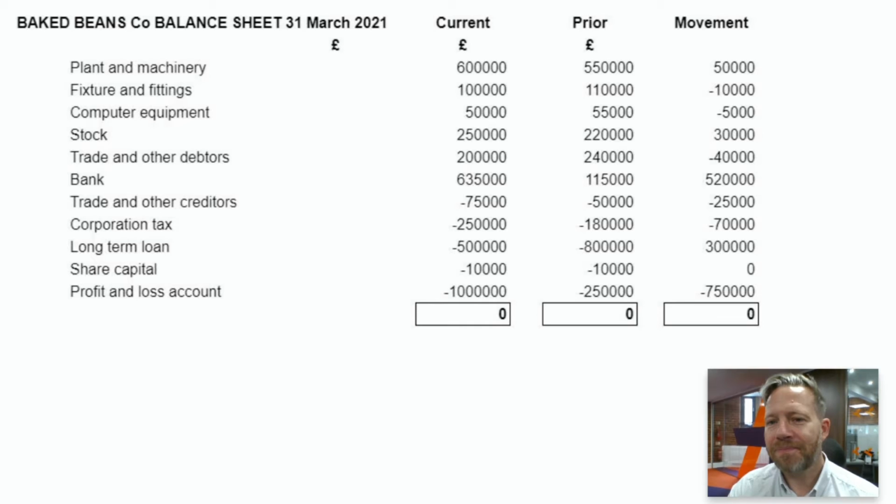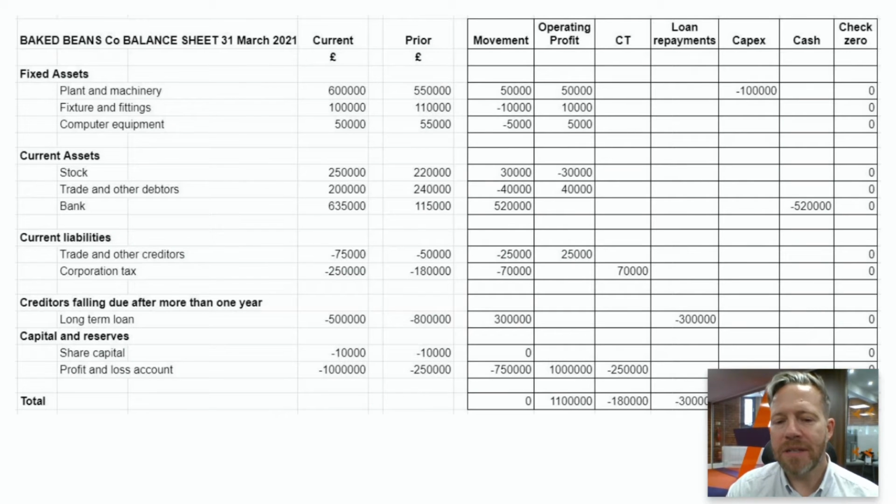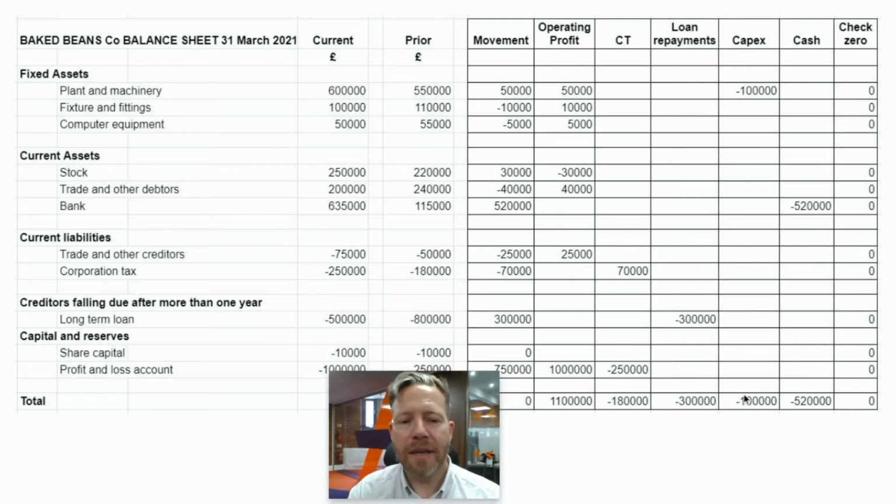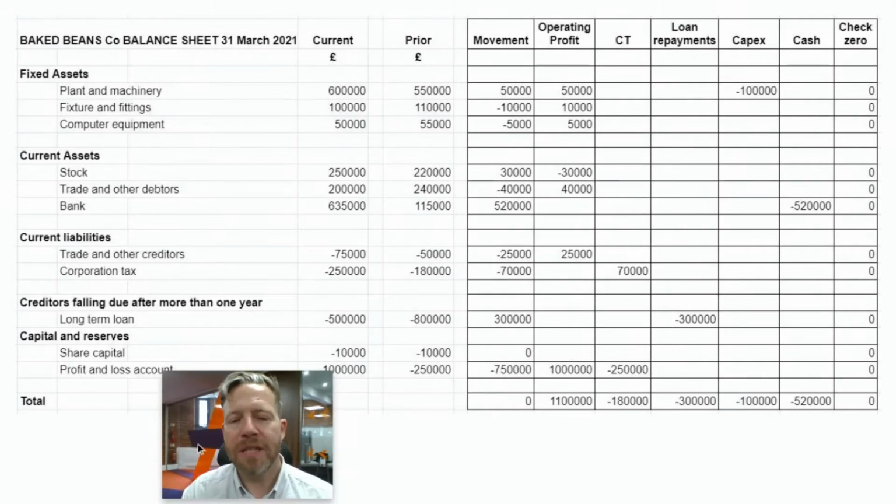Let's do that now. So we're now into the second stage of preparing a cash flow statement. We need to allocate the movement column into those items that relate to operating profit and those that relate to the balance sheet. Here's the template that we carry out those calculations on. I'm just going to move myself across there. Okay, and the first thing that I'd like us to do, the first row that I want us to allocate actually is the profit and loss account.